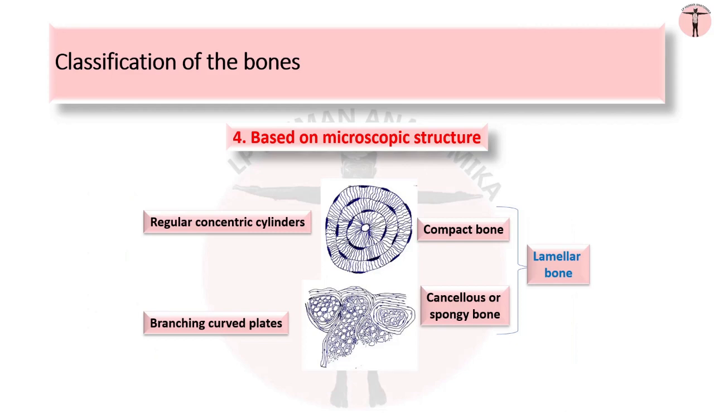Classification of the fourth group based on microscopic structure. It is classified into two types, lamellar and woven. Lamellar bone: most of the mature human bones, whether compact or cancellous, are composed of thin plates of bony tissue called lamellae. These are arranged as branching curved plates in the cancellous bone and as regular concentric cylinders in the form of Haversian system in a compact bone.